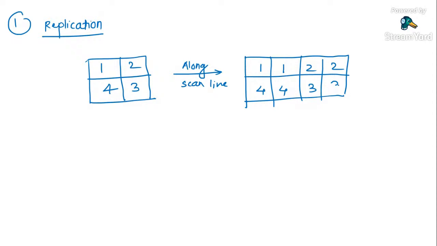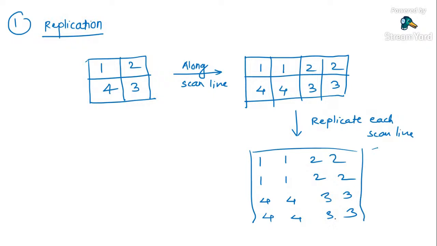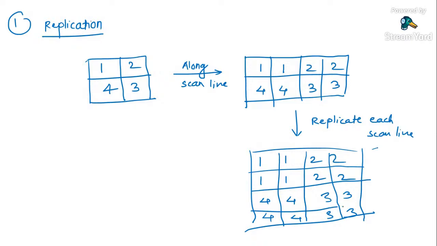3 is repeated, 3 3. Then again replicate each scan line, so that it becomes 1 1 2 2. The same line will be repeated as 1 1 2 2, then 4 4 3 3, then the same line will be repeated as 4 4 3 3. So this is the technique called replication for zooming the image.